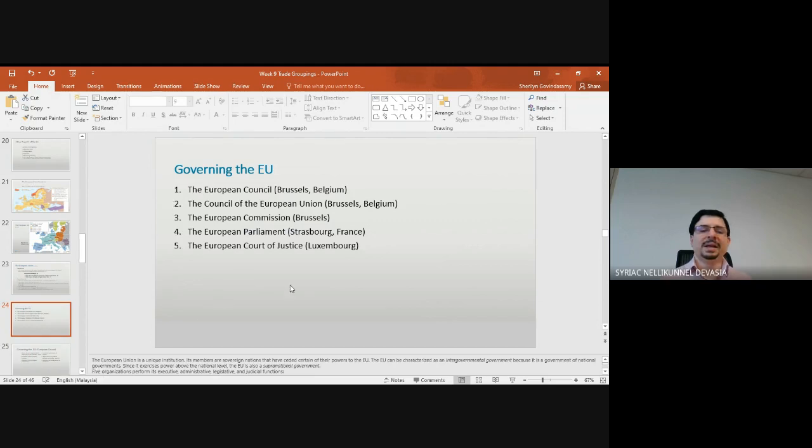And these are the governing bodies in the European Union. You have the European Council in Brussels, Belgium. The Council of the European Union, again, Brussels. European Commission, European Parliament is in France, and European Court of Justice in Luxembourg. So these 5 institutions put together constitute the governing body of the European Union.